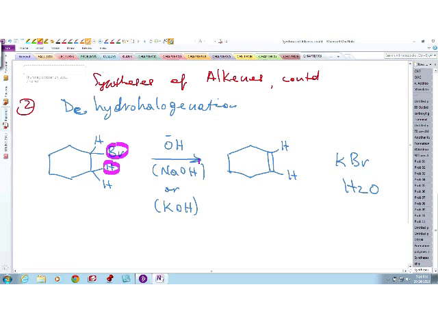Okay, so two methods for making alkenes. One is acid catalyzed dehydration, in other words, elimination of water from an alcohol to form an alkene. Then the dehydrohalogenation, removing halogen and hydrogen from an alkyl halide, to form an alkene. We could also use, instead of alkyl bromide, alkyl chloride.